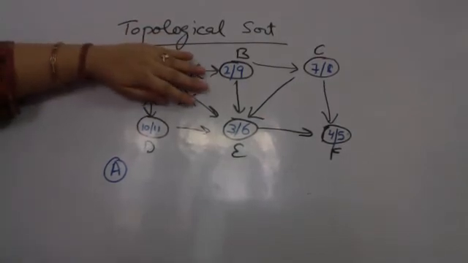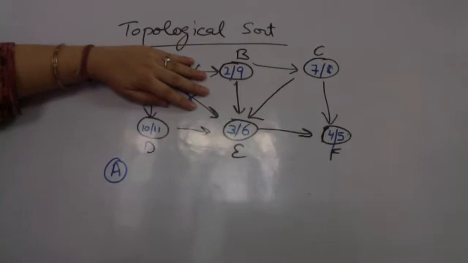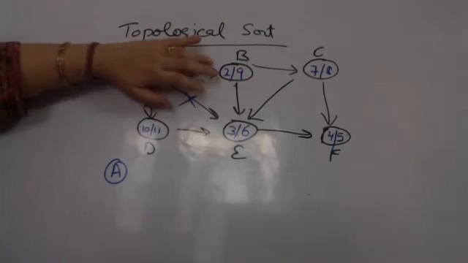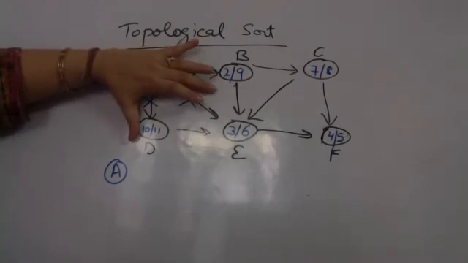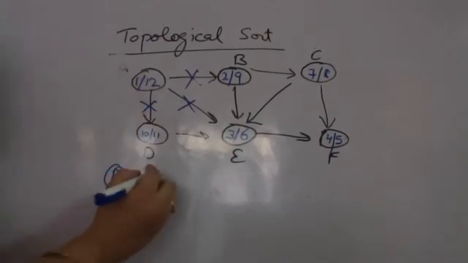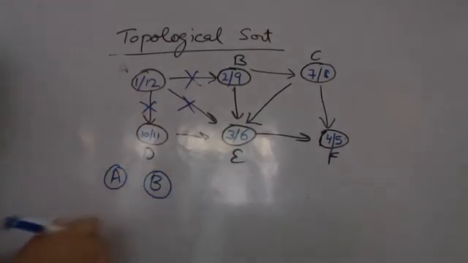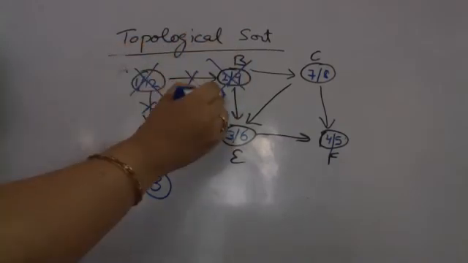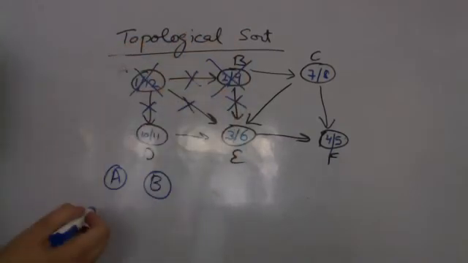Now within the left over graph, how many nodes are there with in-degree 0? B and D. There are two nodes with in-degree 0. You can choose either. So supposedly you are choosing B. You insert it. You remove this also from the graph and you remove the outgoing edges from this node also.